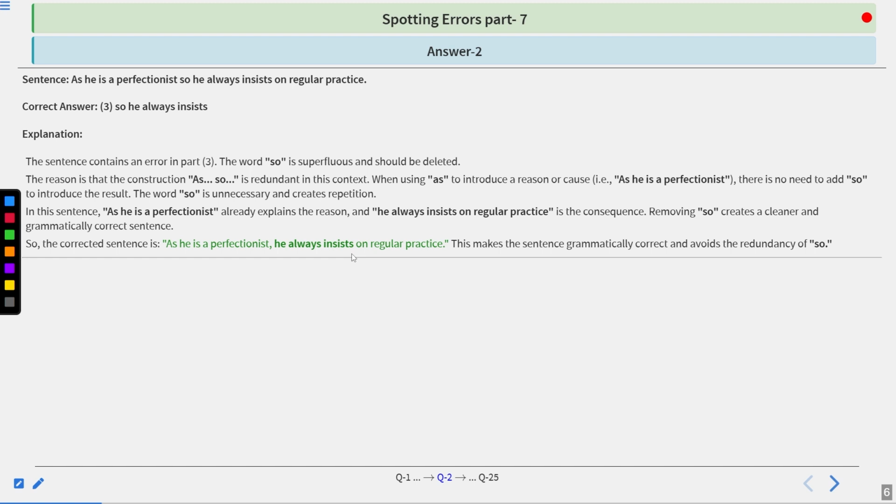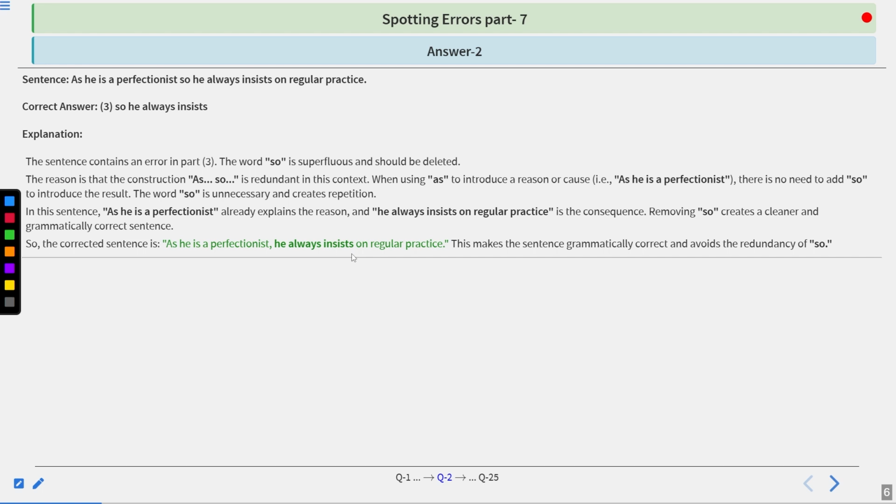Let's look at the explanation. The word so is superfluous and should be deleted. The reason is that the construction "as... so" is redundant in this context. When using as to introduce a reason or cause, for example "as he is a perfectionist", there is no need to add so to introduce the result. The word so is unnecessary and creates repetition.